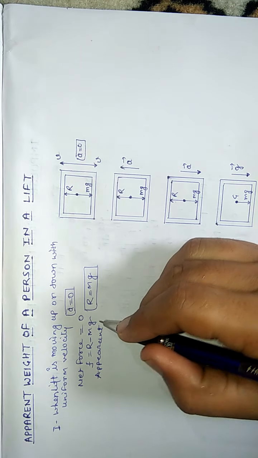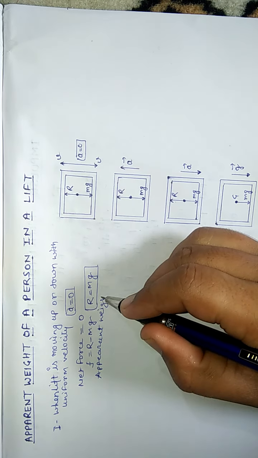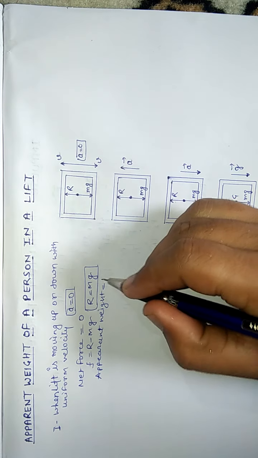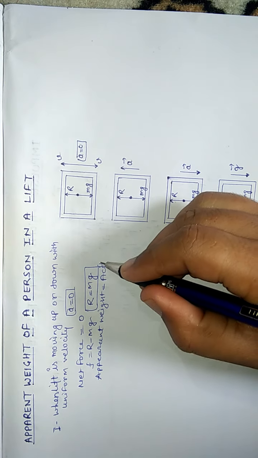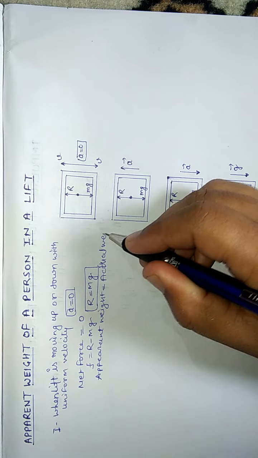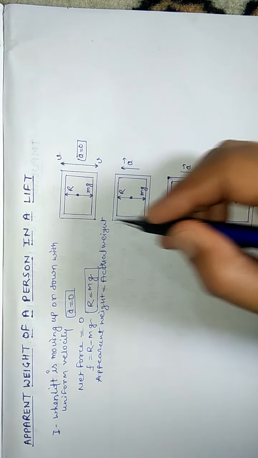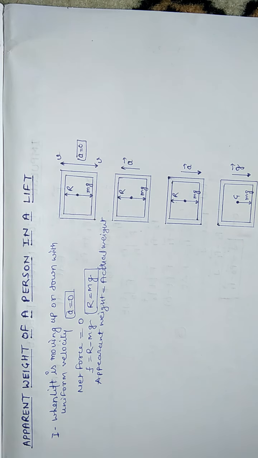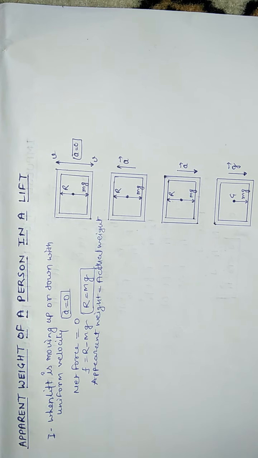Apparent weight will be equal to actual weight. Means because a lift is moving upward or downward with uniform velocity, there will be no change in the weight of the man who is traveling in the lift.